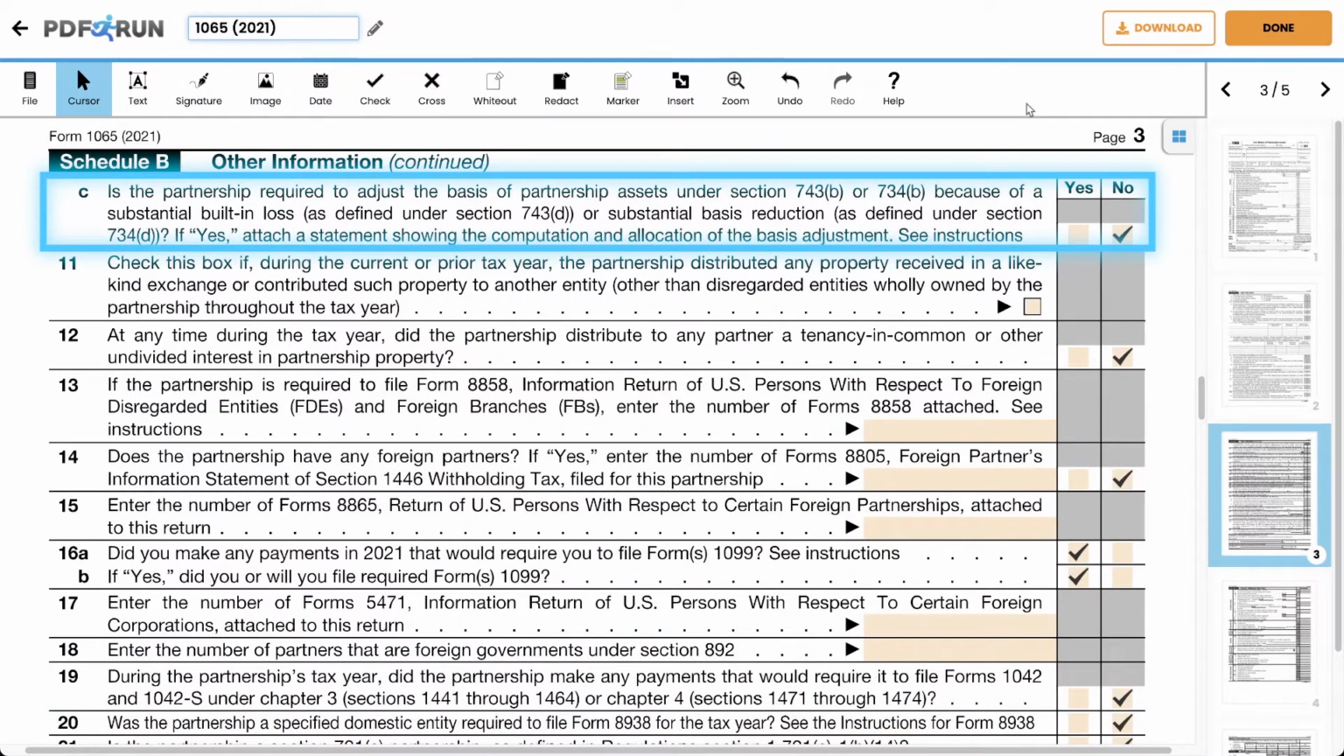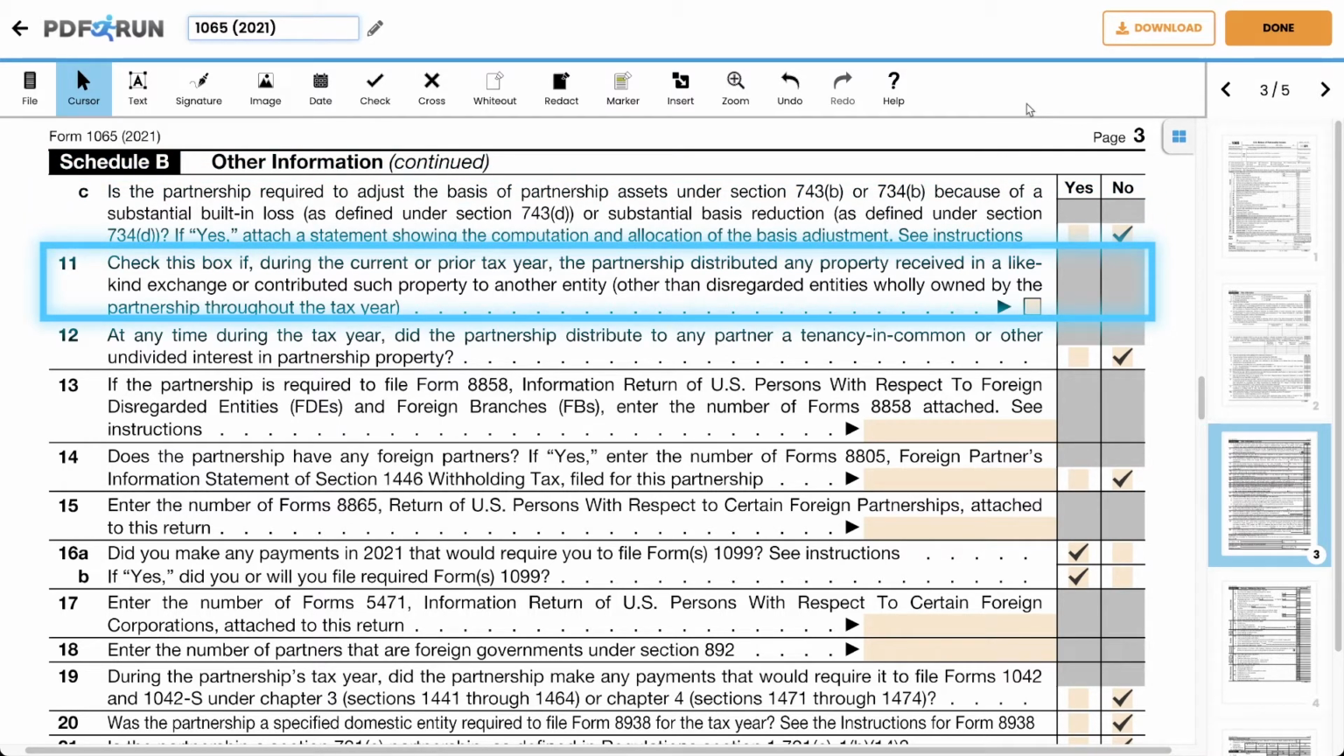Line 10C. If the partnership is required to adjust the basis of partnership assets under Section 743(b) or 734(b) because of a substantial built-in loss or substantial basis reduction, check yes, and attach a statement showing the computation and allocation of the basis adjustment. Otherwise, check no.